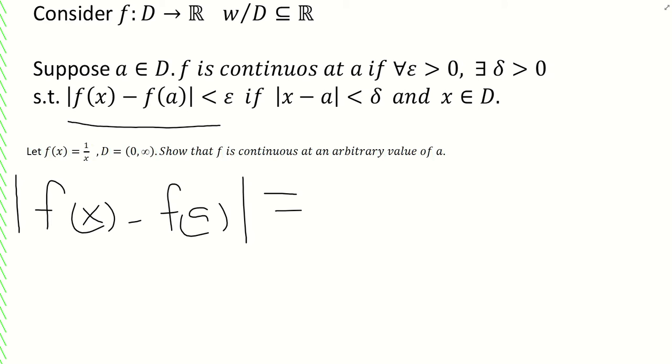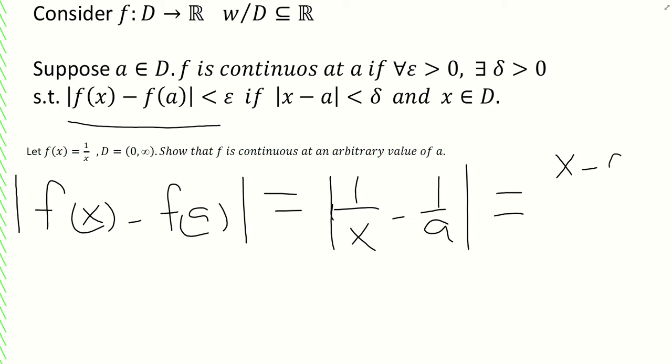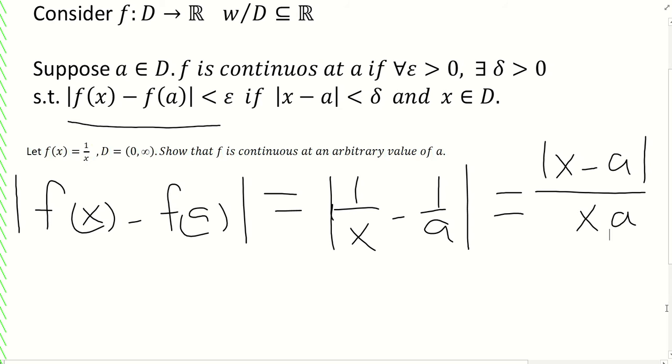We're using the function 1 over x. This is literally just going to be 1 over x minus 1 over a, still an absolute value. And then just do some simple algebra for that and get common denominators like we did last time. And you get back to the x minus a absolute value over xa. So again, this is just by definition, this is what you get.